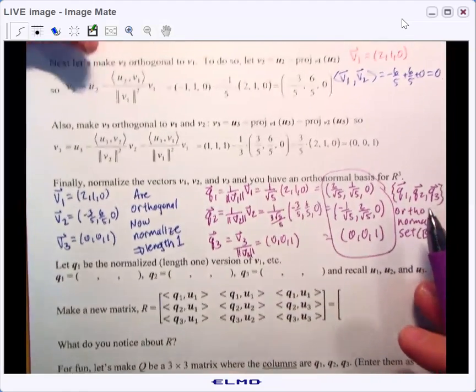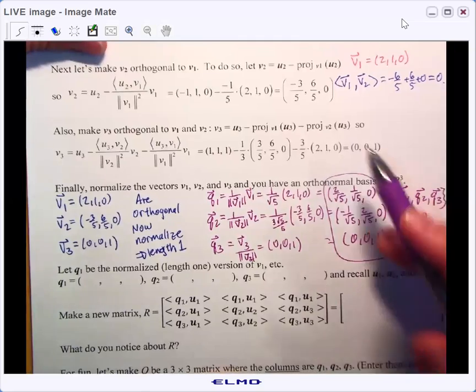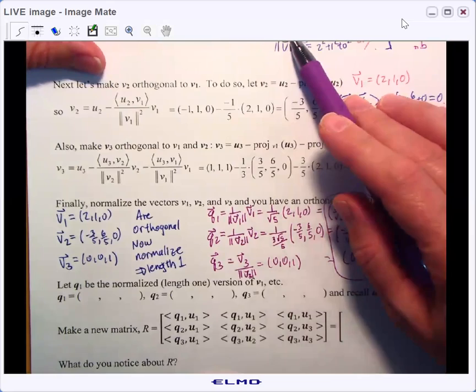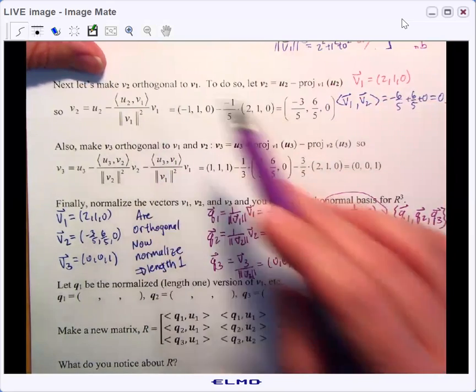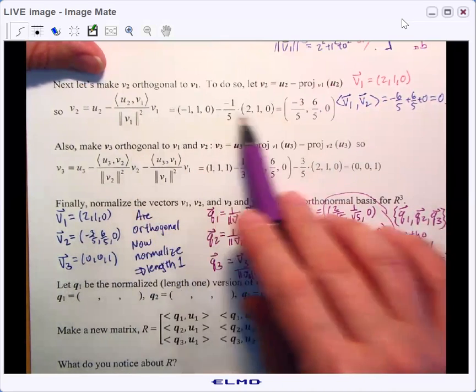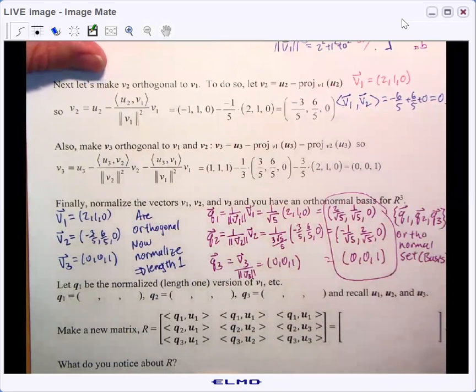Now, just for full disclosure here, I could have done the normalization here, and instead of using V1, I could have used Q1, but that's going to introduce some square roots that if I can avoid, I will.